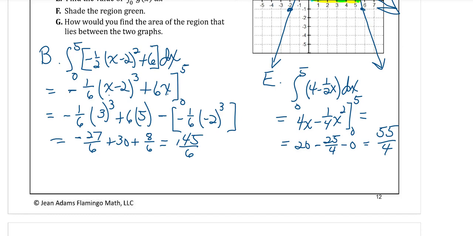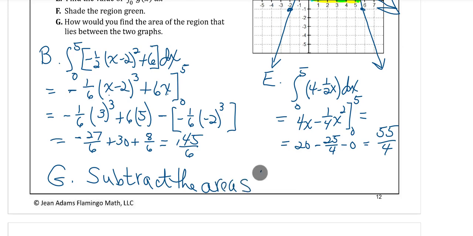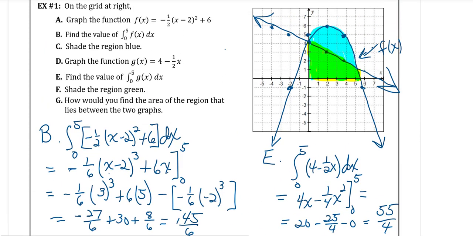So part G is going to say that we would subtract the areas. So we would do our entire area that was blue, which is 145/6, subtracting our green area, which would just leave the blue area that we have, which is 125/12. Okay, that would leave us with just the blue area that's showing. All right, so on the next page, we're going to formalize that whole idea.